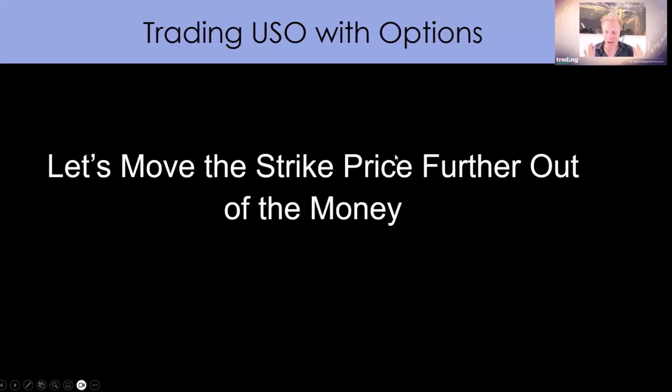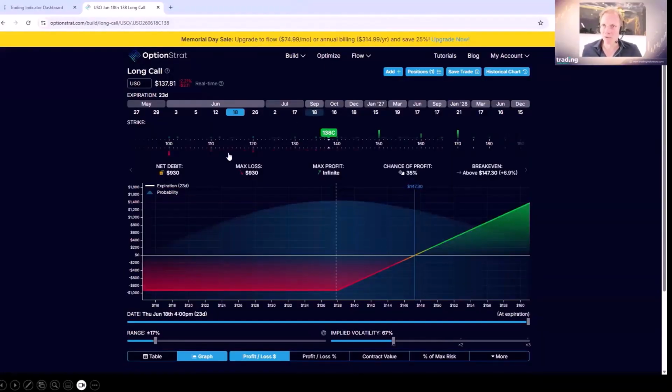So the first example we had was, hey, we're going to buy call options at the money, at the current price, and they have a certain premium to it. But if you go further out, the options premium will go down. How does this work? Well, let me go one more time to our tool here, Options Strat, and observe what happens if I move my strike price. I can just slide this around further out to the right-hand side, further above the current market price of USO, which is 137.